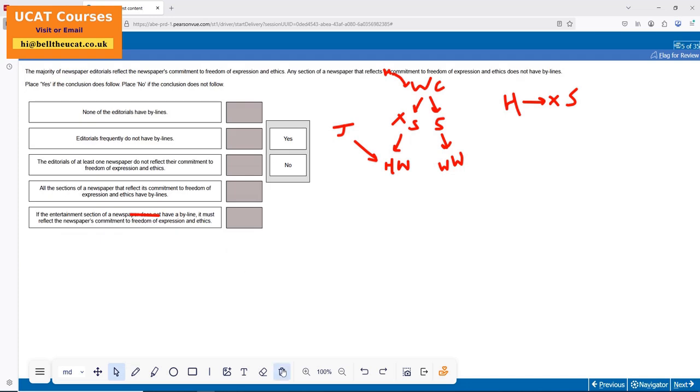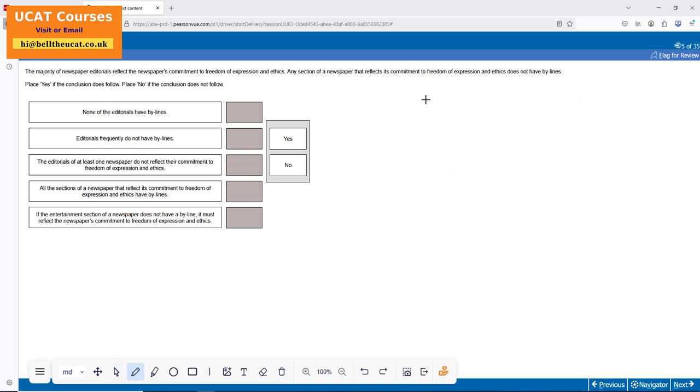Moving on to our next one. Right, okay. UCAT mode. Nice and fast. Majority means most of the newspaper editorials. Majority of the newspaper editorials reflect the newspaper's commitment to freedom of expression, FOE. Majority of the editorials have this one. That means some of them don't have freedom of expression. Any section in the newspaper that reflects commitment of this one, FOE, will not have bylines, BL, right?